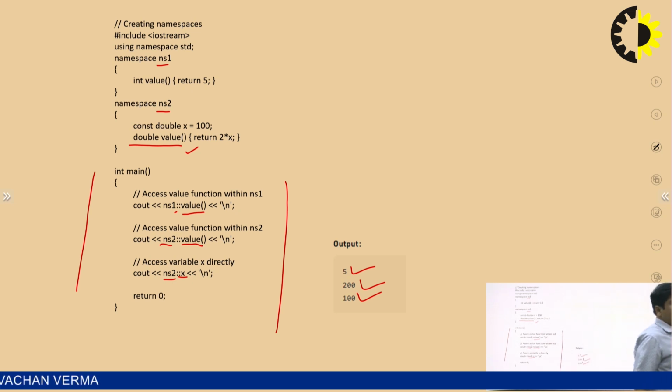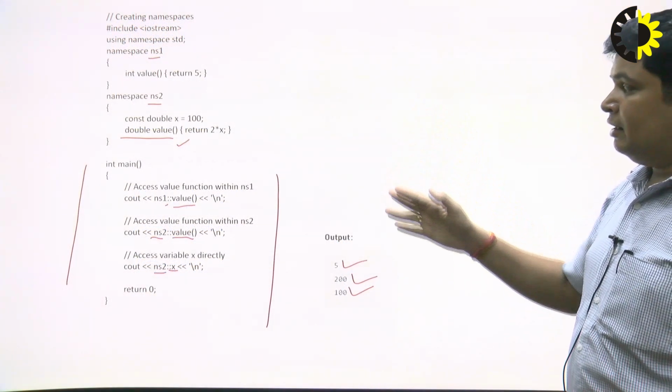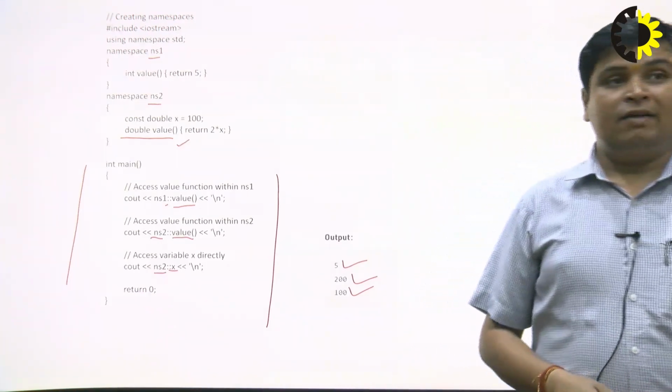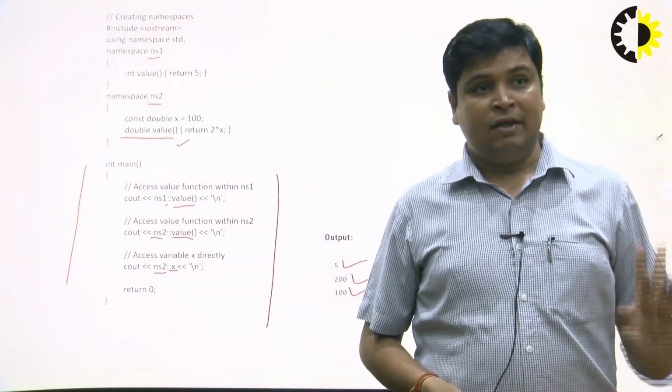So, in both examples we understand the entire process of namespace. Okay. So, I hope you now have clarity about namespace. Today we understood the concept of namespace.